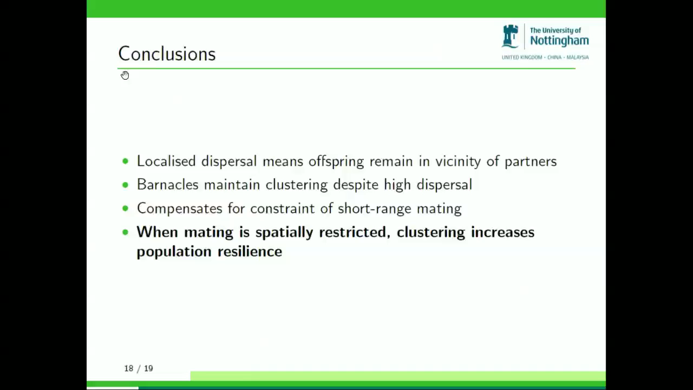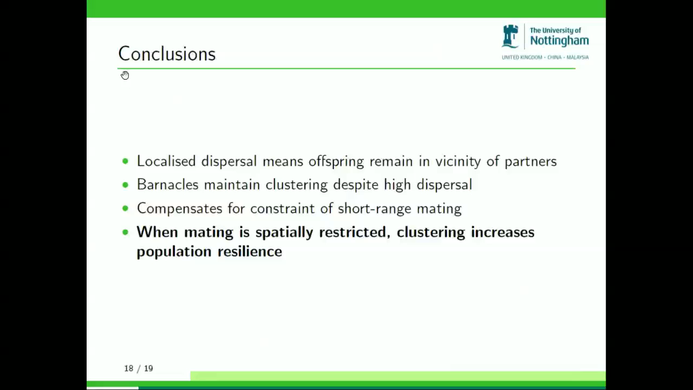What does all this mean? Well, first of all, if you've got localized dispersal, you've got mating partners next door to you, so you have an advantage. And the barnacles deliberately choose to maintain clustering by moving towards one another. So really the message I want you to get out of this is, if you're a sessile species like a dipterocarp or like a barnacle, and you've got short distance mating, you need another step in your life cycle or another trait to create clusters in order to maintain stability in your populations.